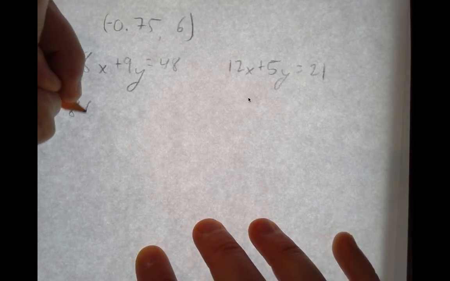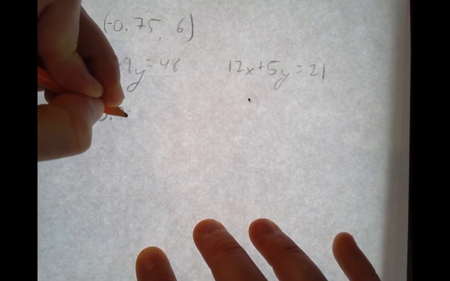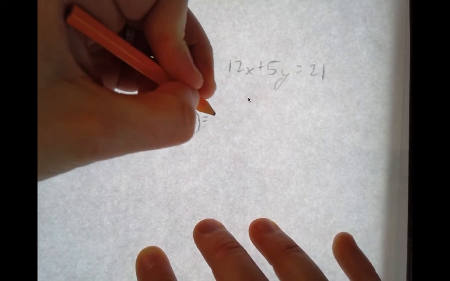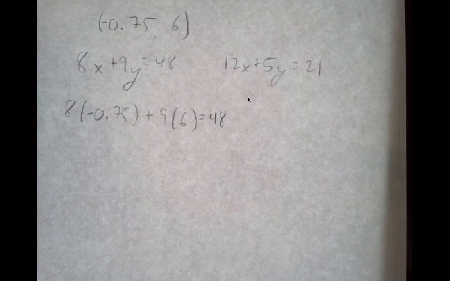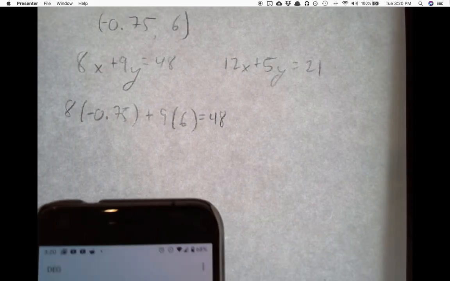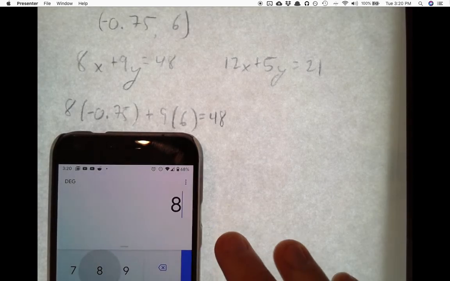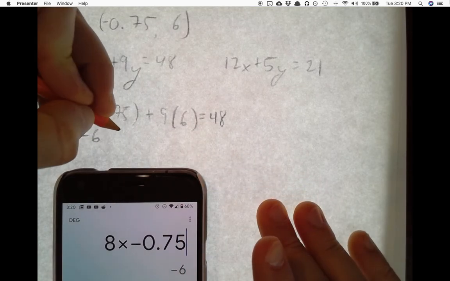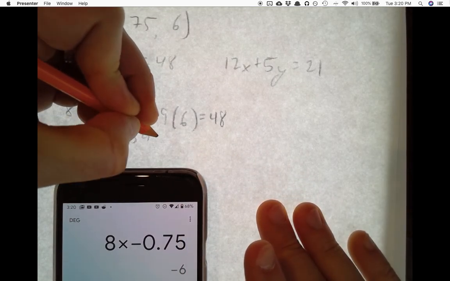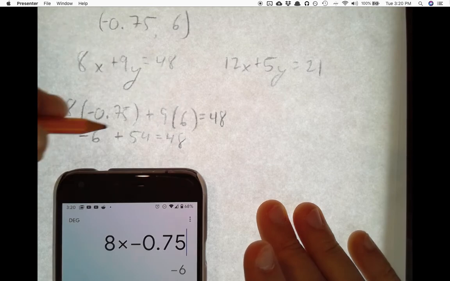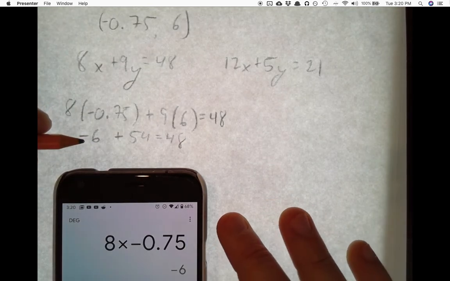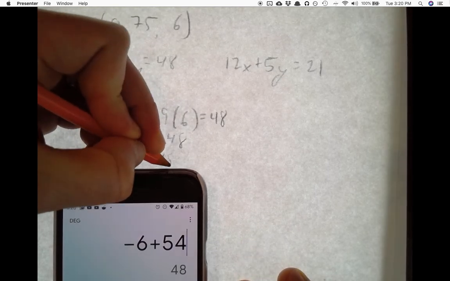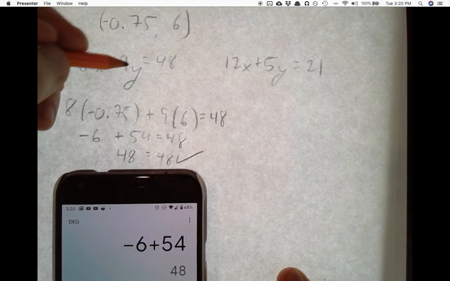So I'll do 8 times negative 0.75 plus 9 times 6 equals 48. Let's do the little calculator here. 8 times negative 0.75, negative 6, plus 54. This is looking good. Negative 6 and 54. Let's just make sure. Negative 6 plus 54 is 48 equals 48. This time it checked out. Let's plug it in over here.